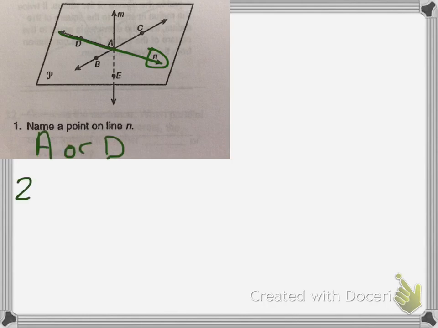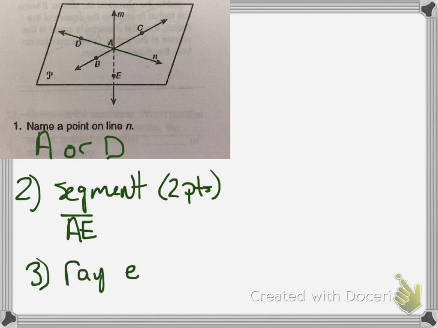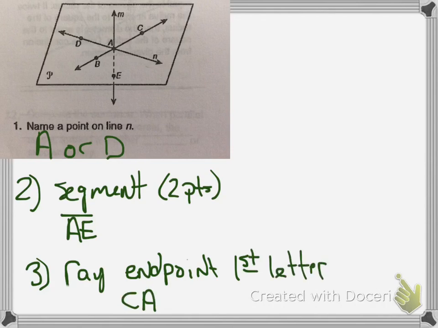That's pretty easy, right? Now a segment requires 2 points. Remember that. Keep in mind 2 points should be mentioned here, like AE or EA. You could choose either one. Okay, a ray. Whatever they say is the endpoint, that should be the first point you list. So that's the first letter. So like endpoint C, I would say CA or CB.